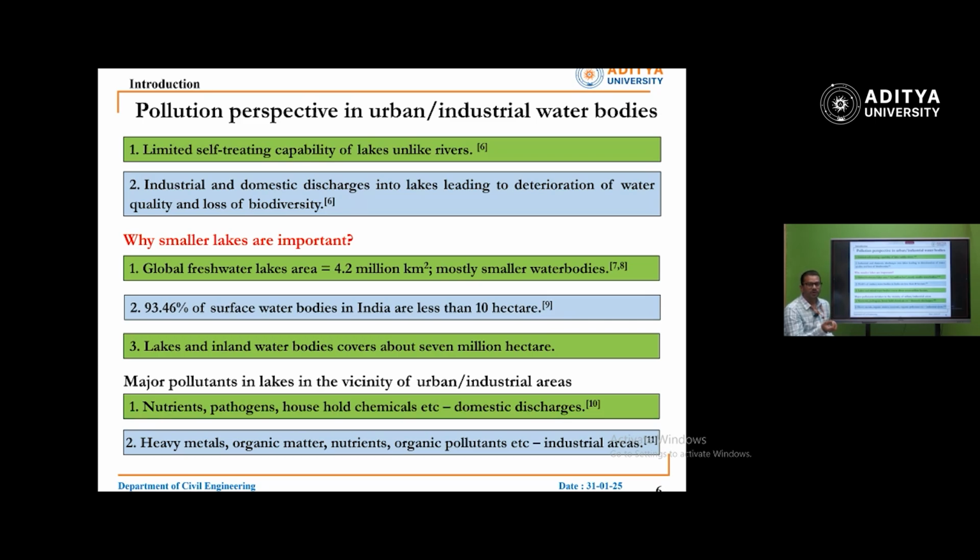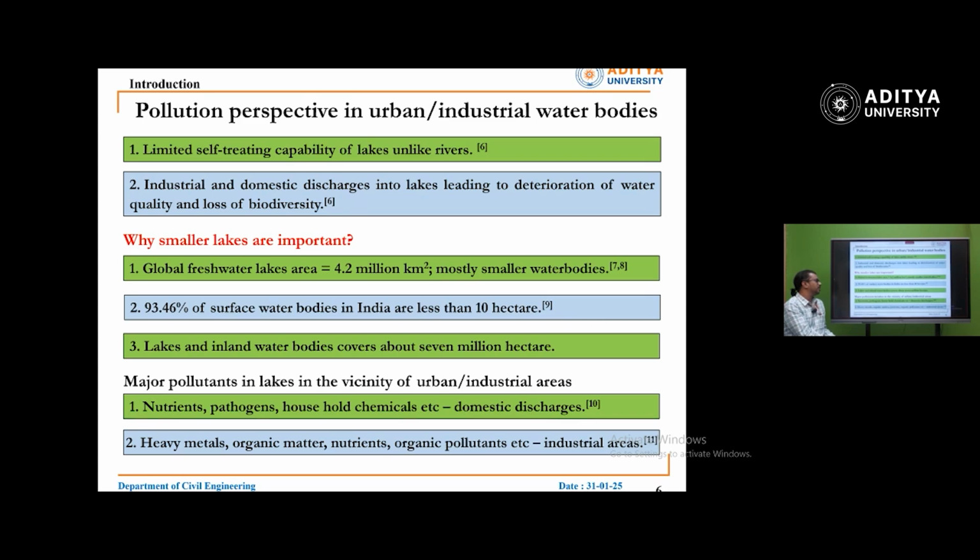So the smaller water bodies generally hold a huge amount of water, and especially lakes are sources of fresh water, that means readily available fresh water. These lakes and inland water bodies in our country cover almost 7 million hectares, so that you can understand the importance of very tiny water bodies, which you might think are not important at all, but collectively they have a huge impact when they are getting exploited continuously.